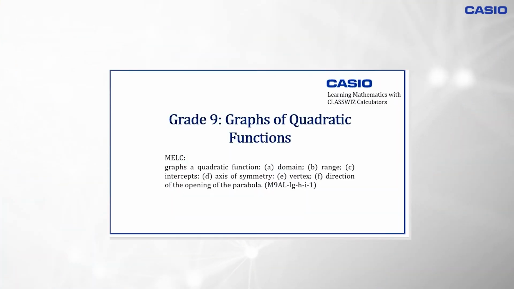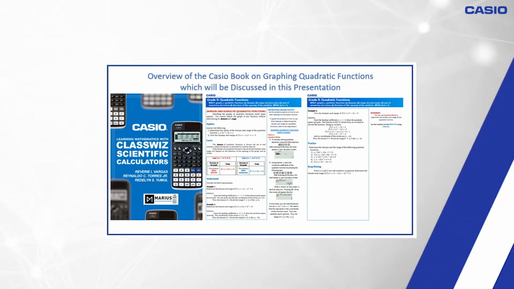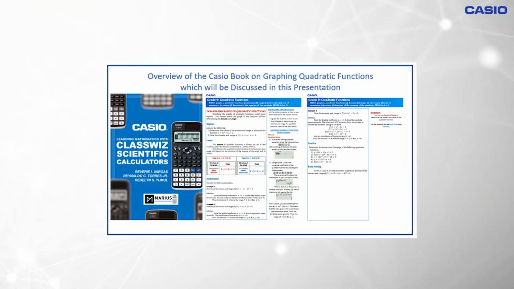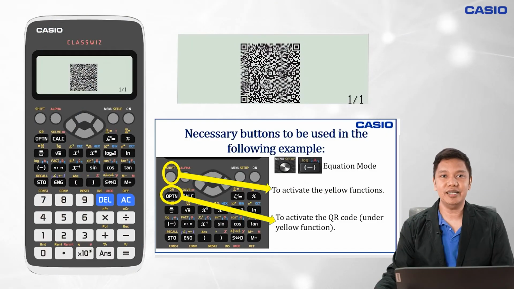In this video, we will explore how we can use the Classwiz calculator in learning and teaching graphs of quadratic functions. The examples and steps to be discussed in this presentation are also presented in the Casio book on graphing quadratic functions. The Casio emulator is a great tool for teachers to simulate the process of learning and computation in class. In this lesson, we will be exploring Shift and then Options to activate the QR code and to see the graph of quadratic functions.